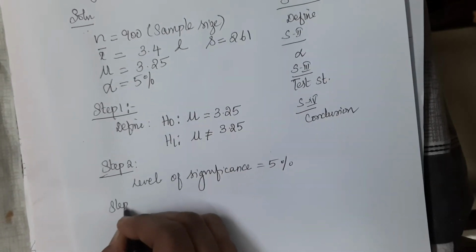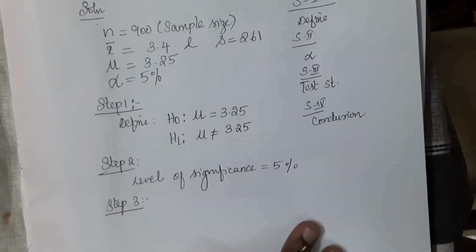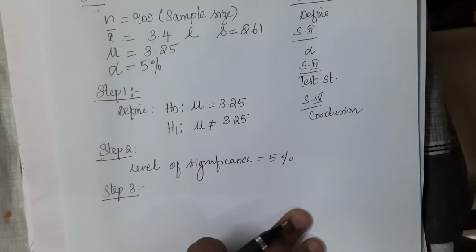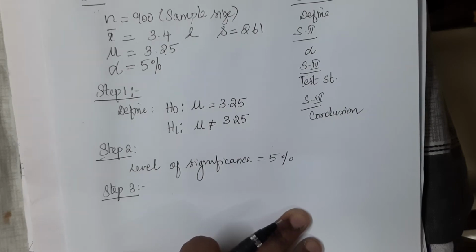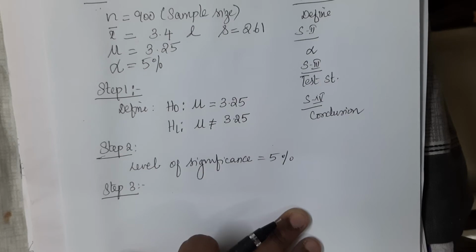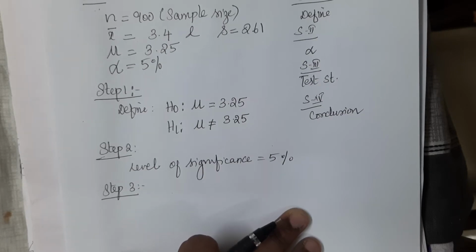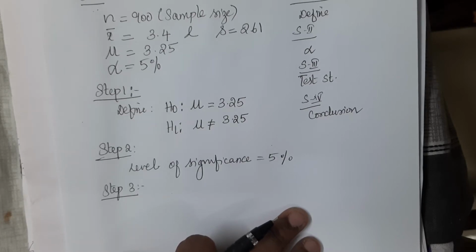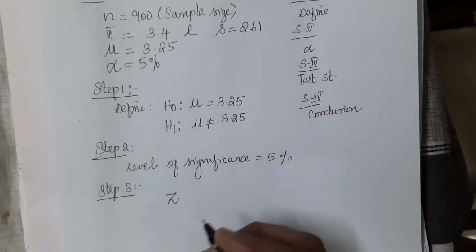Step 3. What is step 3? Testing the statistic. We are going to test the sample drawn from the given population. Accordingly, from the result of this test statistic value, we'll draw the conclusion whether to accept it or not. Every test has its own test statistic formula. As we are in a large sample, it is given by Z.